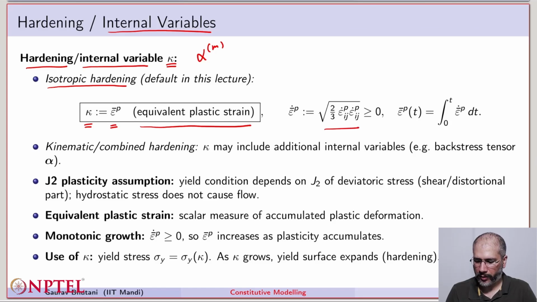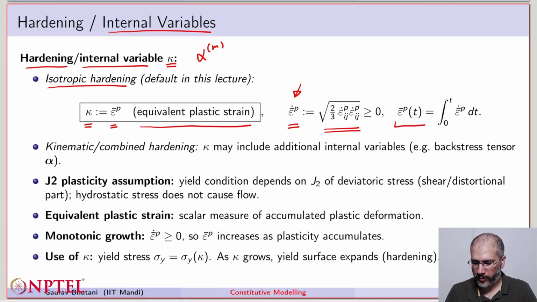And we use the idea of the second invariant, actually the J2, that is the second invariant of the deviatoric part of the rate of strain tensor, in this case the plastic part, to synthesize this scalar measure that is called the equivalent plastic strain. As we discussed earlier, we have an internal variable, and then we have to specify how the internal variable changes with time. So this is the time derivative or the material derivative of this internal variable kappa.